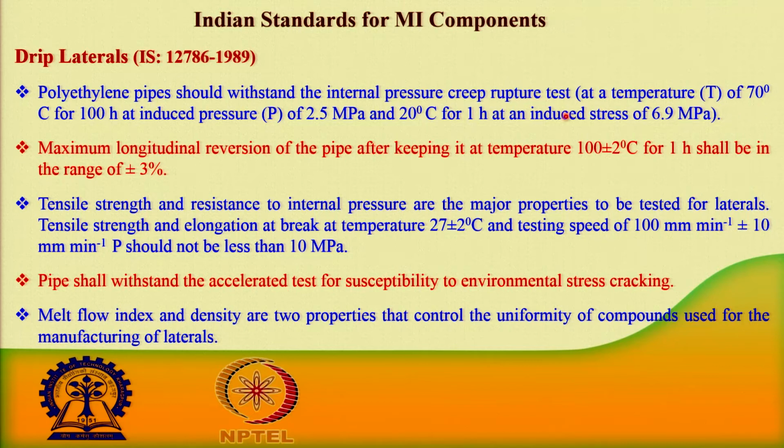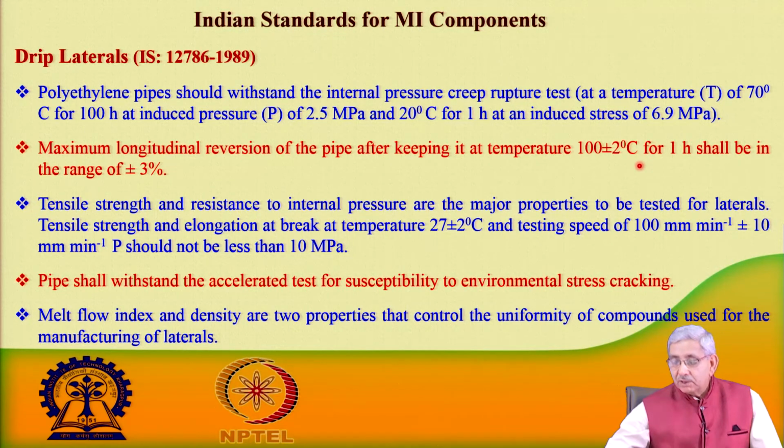So, this is the range of the pressure which has been suggested for testing the drip lateral pipeline, and this is the specification. Maximum longitudinal reversion of pipe after keeping it at temperature of 100 degrees plus minus 2 degrees Celsius for 1 hour shall be, whatever elongation or shrinkage, within the range of 3%. This is the recommended thing.